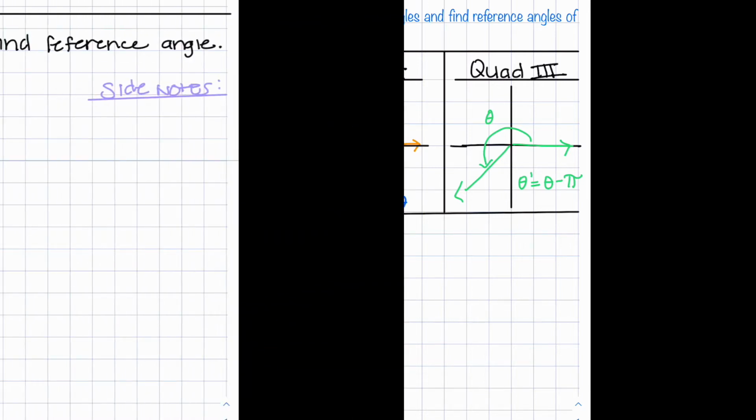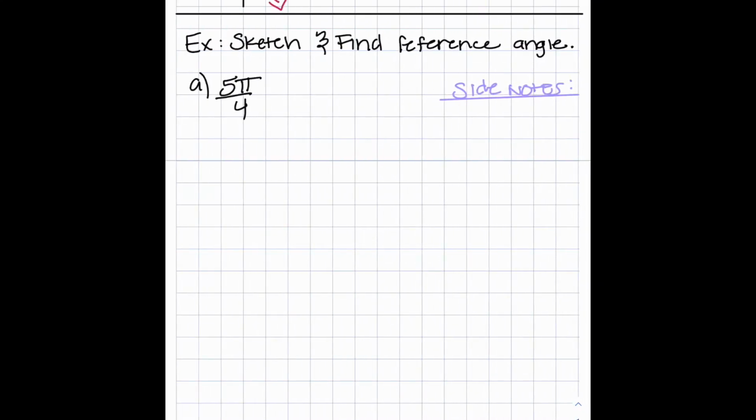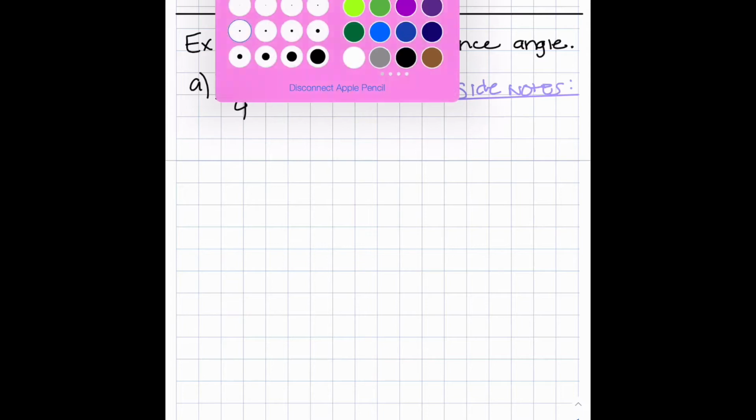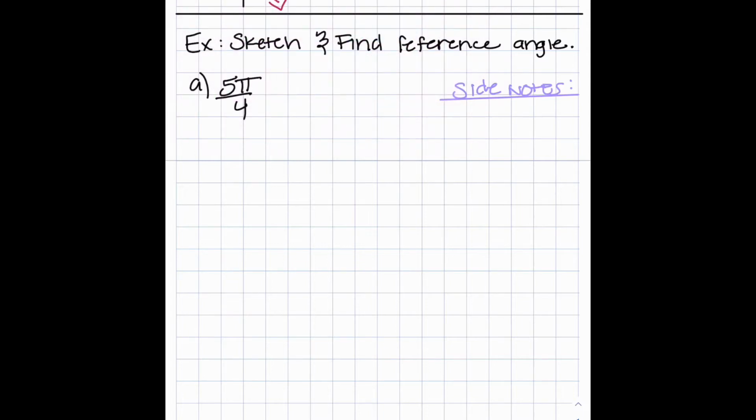All right, so let's get into some examples here. The first example is 5 pi over 4. The goal is to sketch and find reference angles. Now, I know I never really taught you how to graph in radians, so before we jump into this, we're going to pause for a second and do some side notes over here. This is just my way of trying to better understand how to think of it when you're graphing in radians.